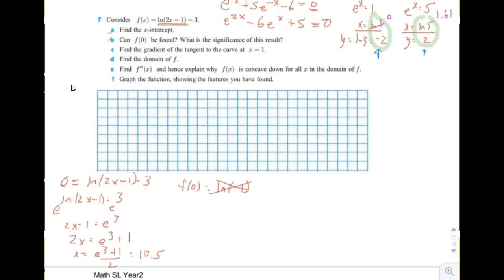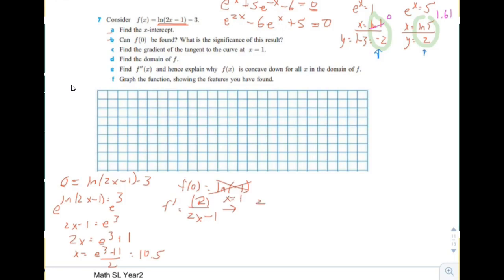Find the gradient of the tangent to the curve at x equals 1. Okay, so to find the gradient of the tangent of the curve, we do need to find the derivative. The derivative of f is f dashed, and we could put 1 over 2x minus 1, times the derivative, which would be times 2, and the derivative of negative 3 is 0. So we just found the gradient function, and now we just need to evaluate it at x equals 1.